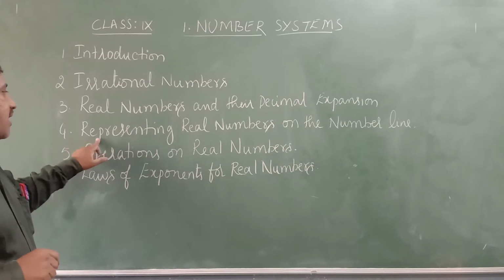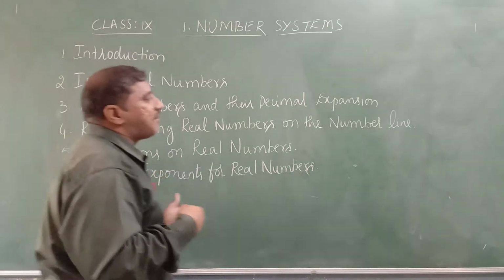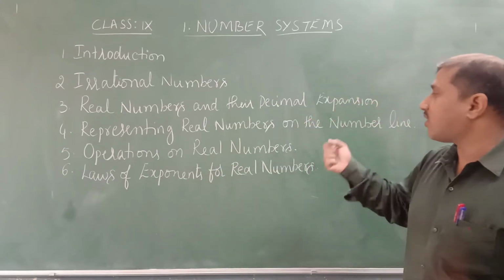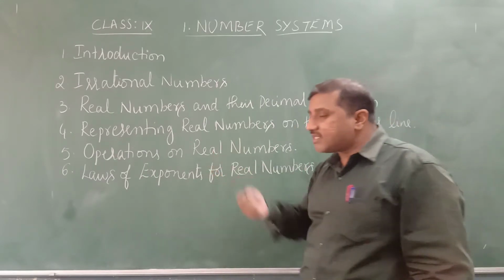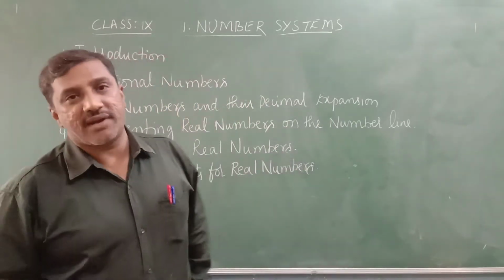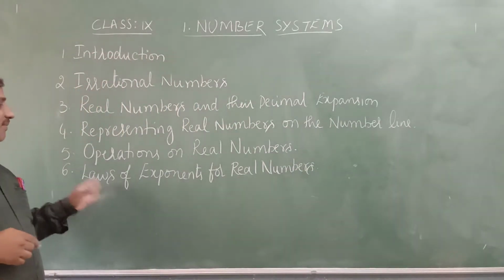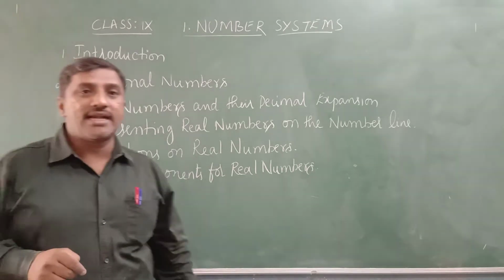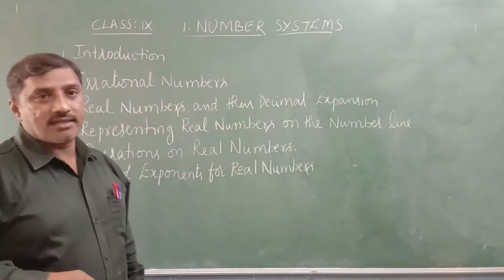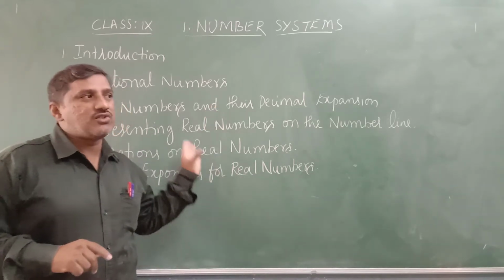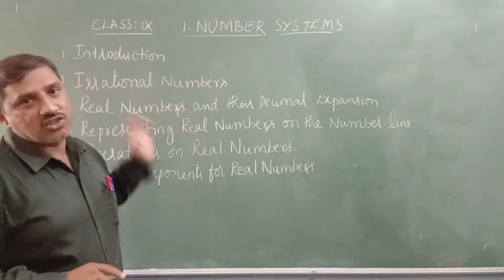And the fourth topic is representing real numbers on the number line. The fifth topic is operations on real numbers, that is, arithmetic operations. And the last concept is laws of exponents for real numbers. So these are the topics which we are going to discuss in this chapter.